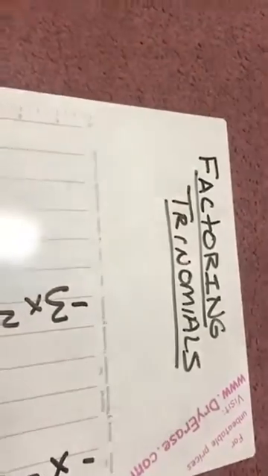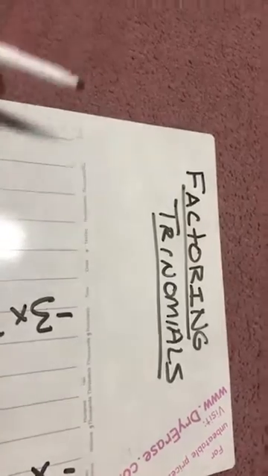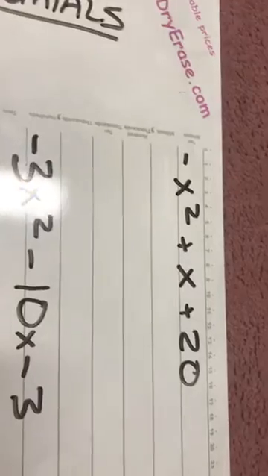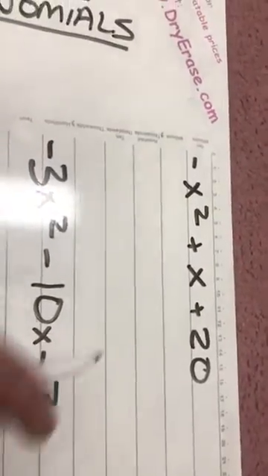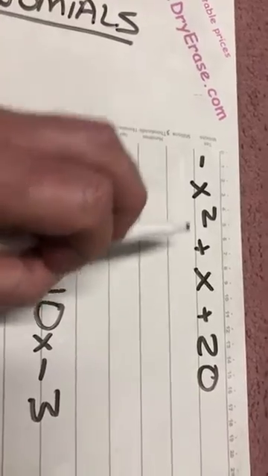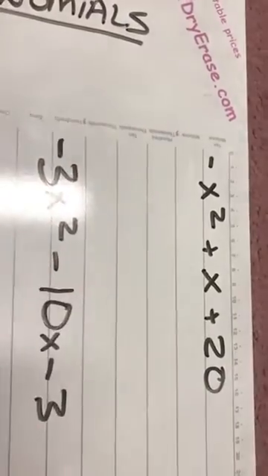Your directions today, if you saw on the worksheet, were to factor the trinomial. But these are different than the trinomials that we looked at before. First of all, we have 3 examples that we're going to look at here today. And this is the first one, negative x squared plus x equals 20.